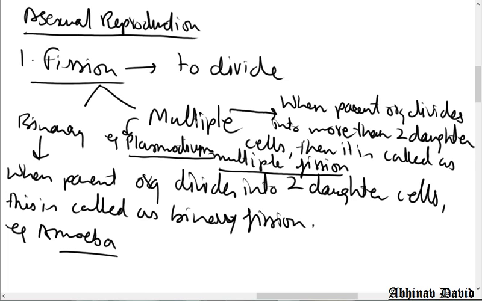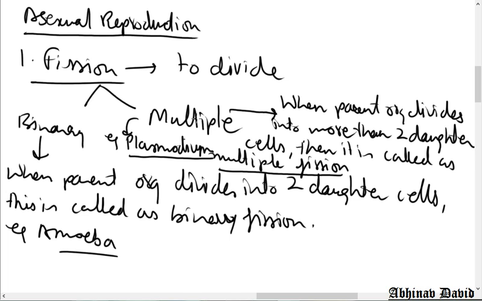Mosquito does not cause malaria, it only spreads it. It only transmits from an infected person to a normal or healthy person. So it is caused by a protozoan called plasmodium. Plasmodium is a malarial parasite, and it reproduces through multiple fission.